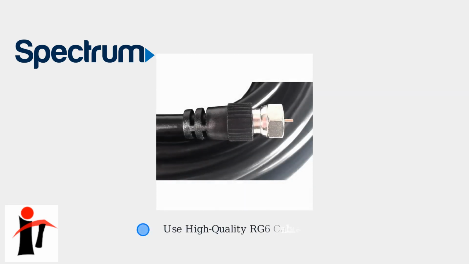Use high-quality RG6 cables for better signal transmission. These cables have thicker shielding that reduces interference and helps prevent IA01 errors from occurring.